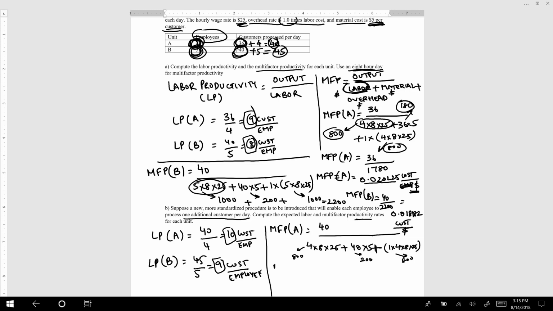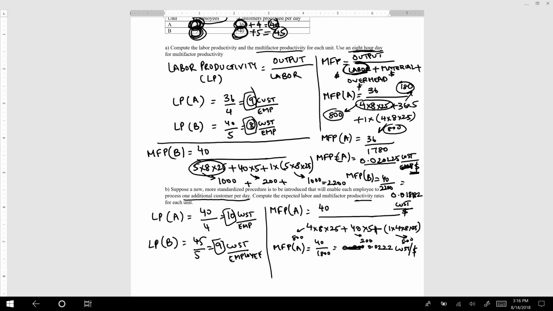So when you add them, multi-factor productivity for A would be 40 divided by 1800. This will give us 0.0222 customer per dollar. So for every dollar available, now you will be able to process 0.0222 customers.